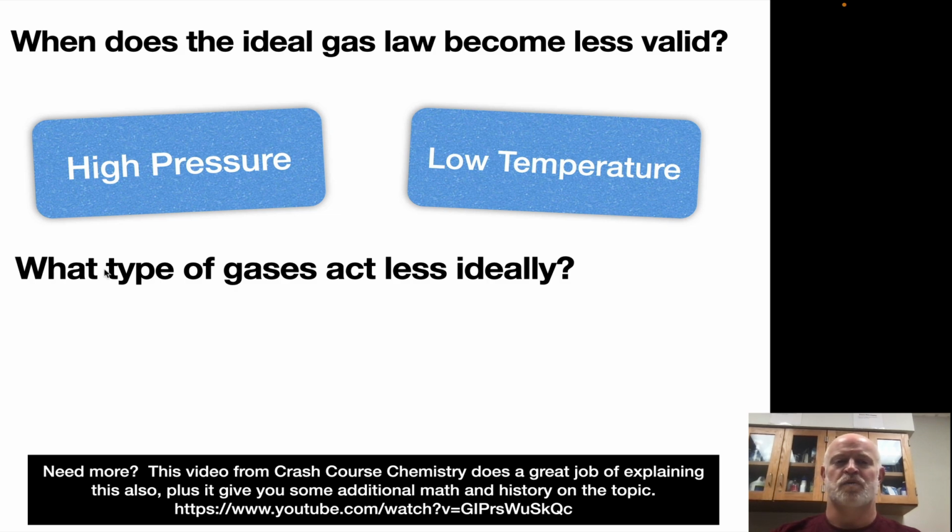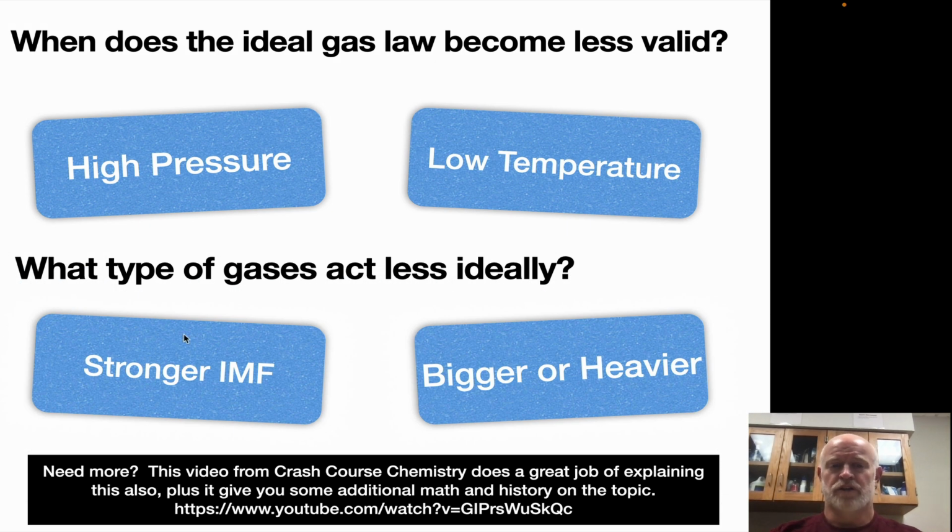And then what type of gases act less ideally? Well, the stronger the IMF. So things that are polar, can hydrogen bond, are going to be the ones that act less ideally. And the bigger they are or the heavier they are, the less ideally they act. So that's kind of the take home. We'll do a little bit more review of this in class for sure, too.